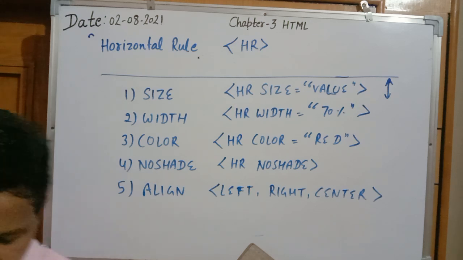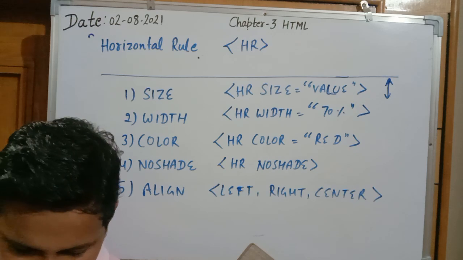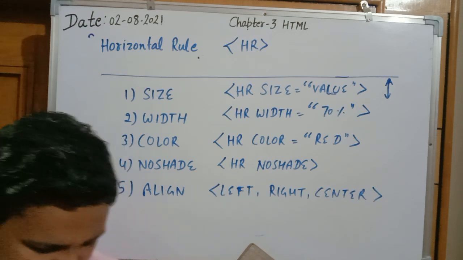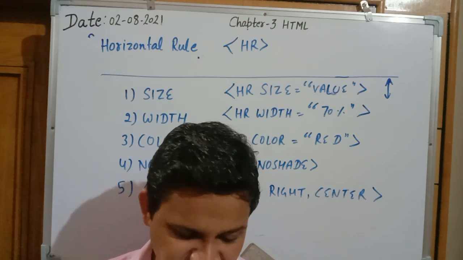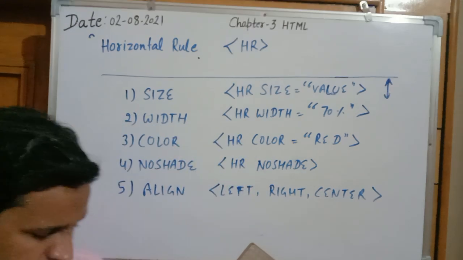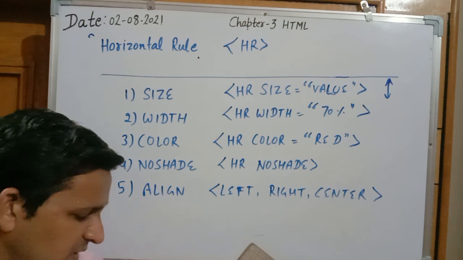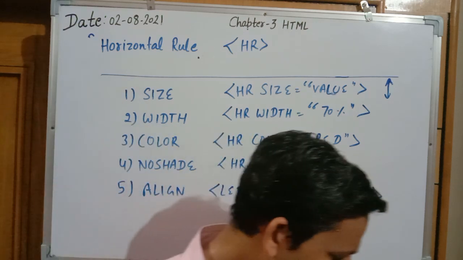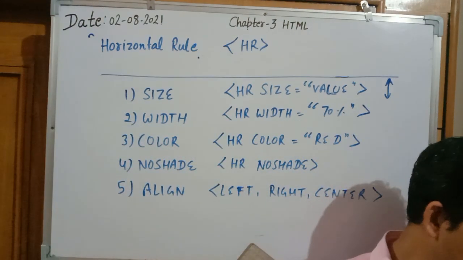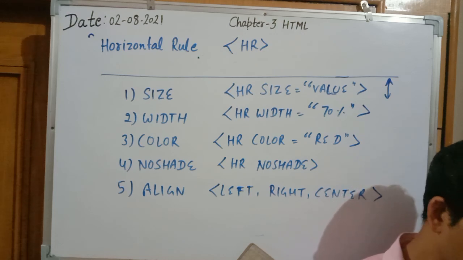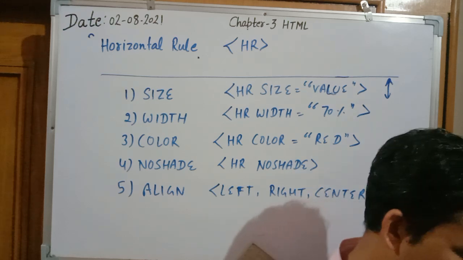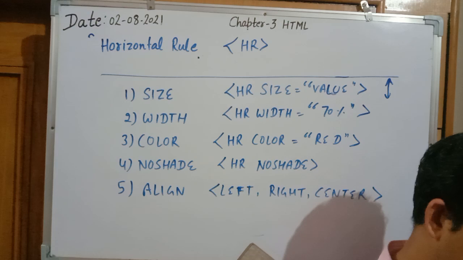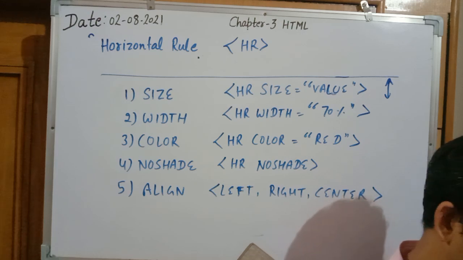In examples 6 and 7 it is given. If you see example number 6 on page number 100, the alignment is right, the width is 90%, and the color is green. So what will be the output? Here 3 HRs are used. The first is a general HR with no attribute, so a simple line will be displayed. Afterwards, the second HR contains size equal to 30. It will take the space of 30 pixels.